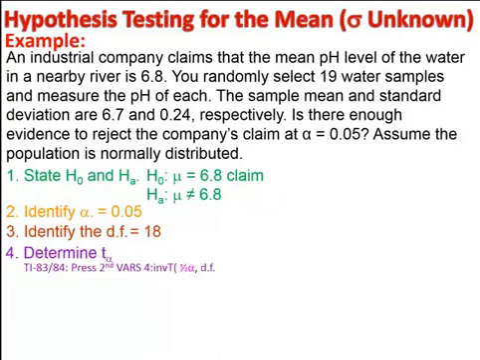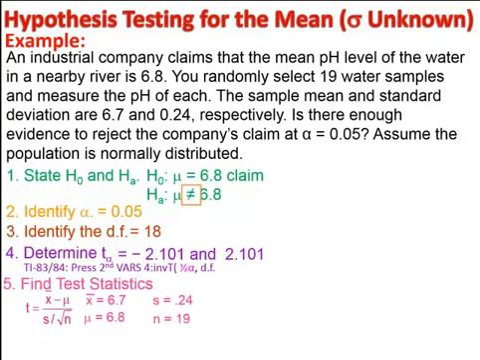Now I have the information to find my critical value, and because it's a two-tailed test, if I was using the calculator, I would need to divide alpha by 2 and then find my critical value. If you're using the table, you would just go to the two-tail and look up based on the alpha of 0.05. So in this case, we're going to have two critical values, the negative 2.101 and the positive 2.101. Because it's a two-tail test, we have two critical values.